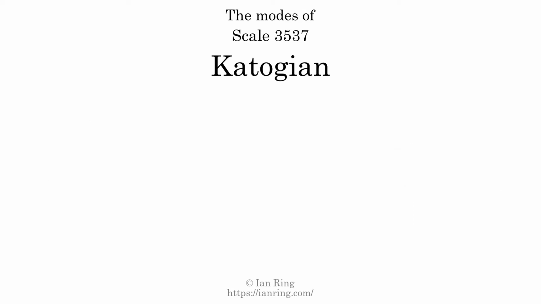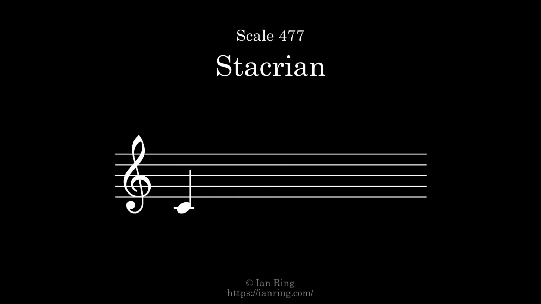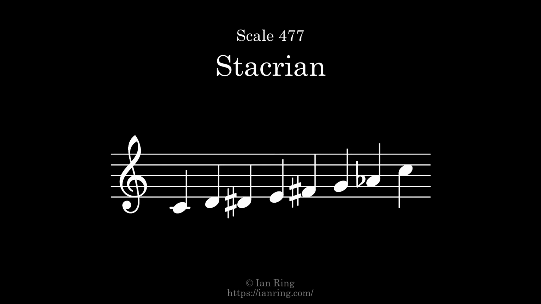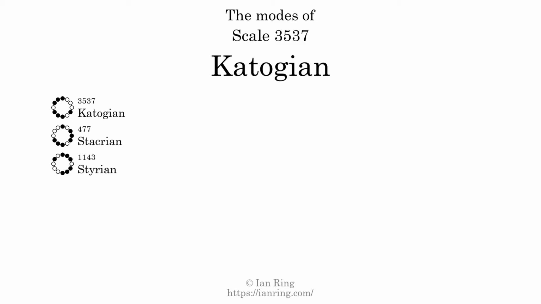This scale has 7 modes. The first mode is itself. The second mode is scale 477, also known as Picrian. It sounds like this. The third mode is scale 1143, also known as Styrian. It sounds like this.